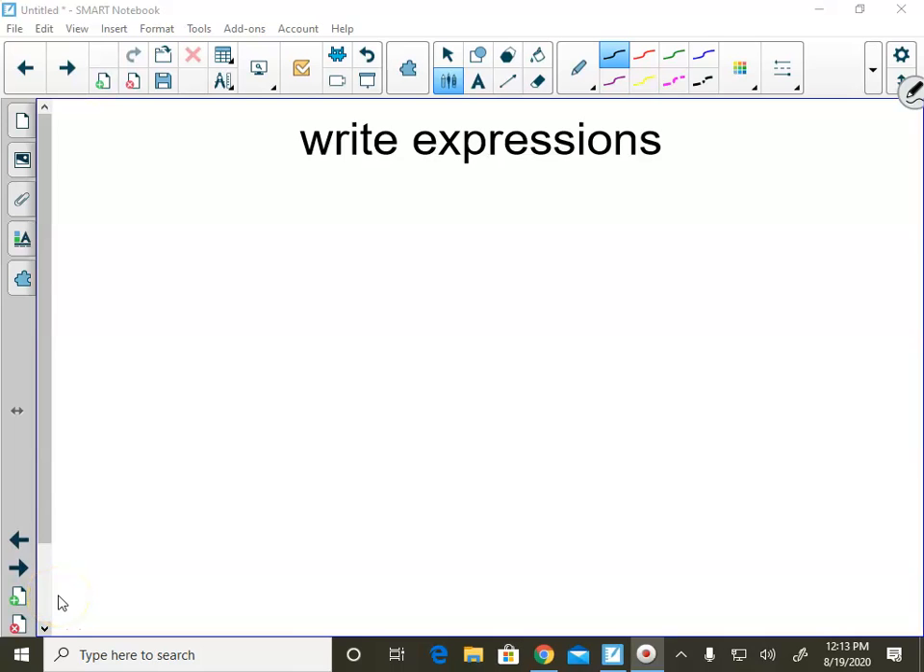This lesson is going to be on how to write expressions from word statements. In order to do that, we have to know what some of these key words mean. If we were looking for a word that would tell us we were going to add in one of these problems, hopefully the first thing you would think of would be something like addition.